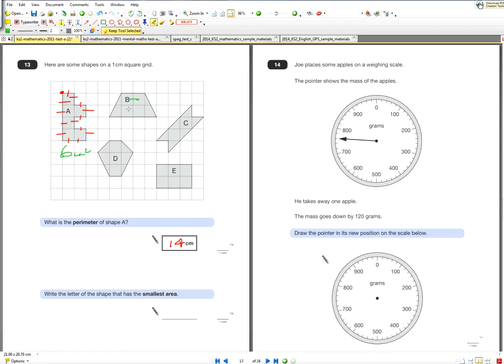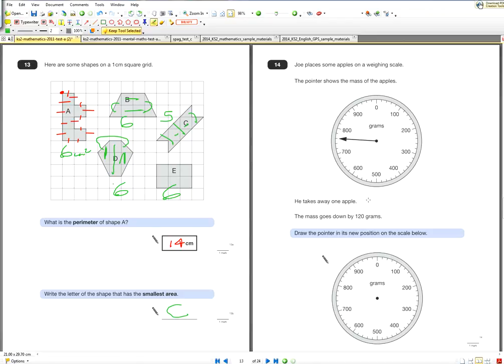1, 2, 3, 4, 5, 6. 1, 2, 3, 4, 5. Okay, no, hang on a second. We have 1, 2, 3 full ones over here, and these two here make 4, and that makes 5, and that makes 6, sorry. So that's 6, and that one's clearly 6. So the answer is C. C's got 5, all the rest got 6.